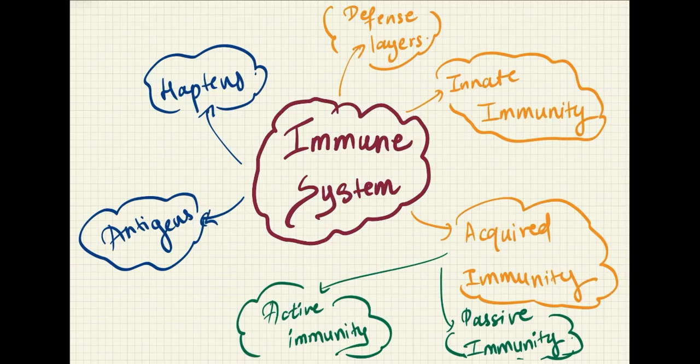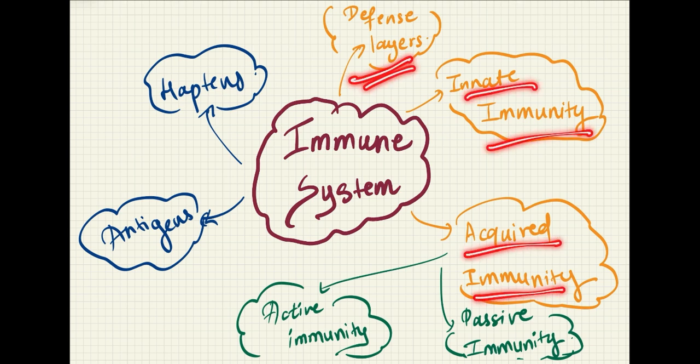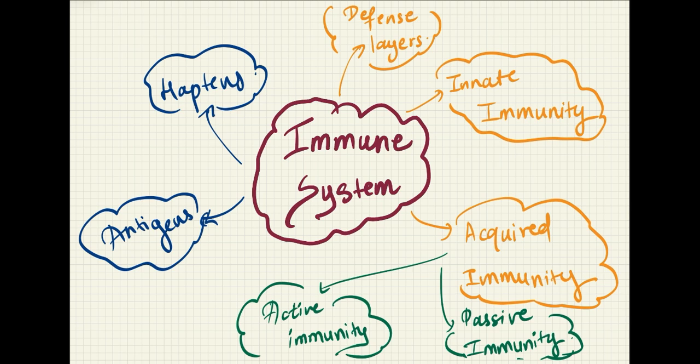In this video, we will be covering these concepts of our immune system, its defense layers. Innate immunity, acquired immunity, in which we will see more details about active and passive immunity, antigens, and haptens. More topics will be covered ahead in the series.